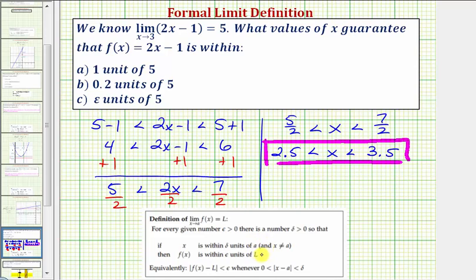So because we're trying to find the x values that were within 1 unit of 5, for part A, epsilon would be equal to 1. And because we're approaching 3, notice how these x values are within 0.5 units of 3, and therefore for our definition, delta would be equal to 0.5 or 1/2.